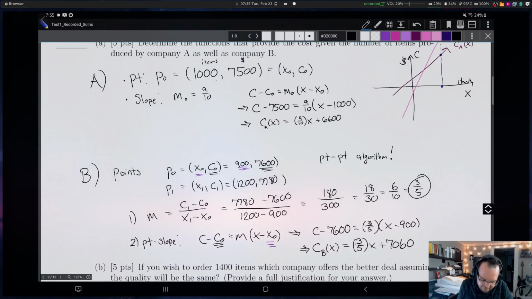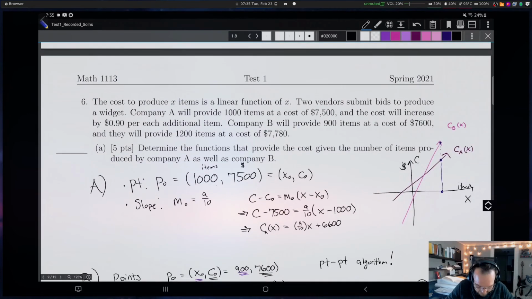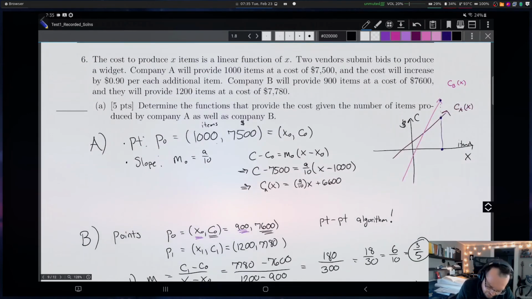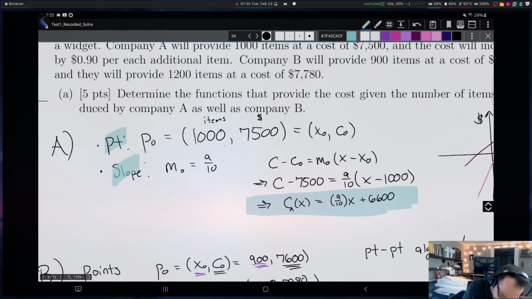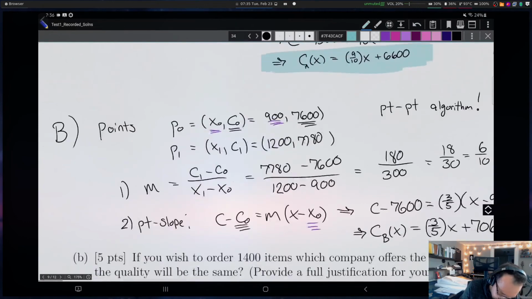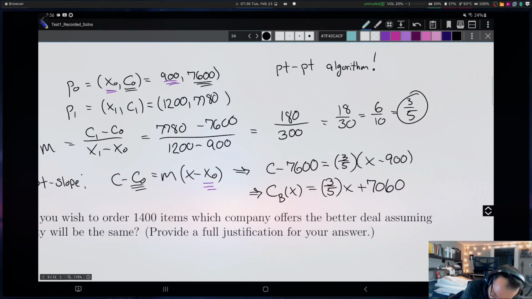Okay, so we're kind of in the weeds there. Let's go back and figure out what the question was originally asking us. Determine the functions that provide the cost given the number of items. Well, I think that's kind of what we ended up with at the end. There was the function, which we knew to be linear, and then we solved using point and slope from there. And that was the function for A. And for B, we saw that we had 2 points, so again, knowing it was linear, we got this function out.